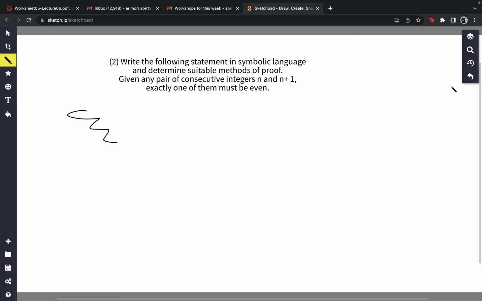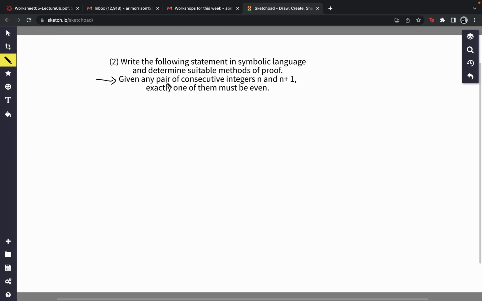Okay, so write the following statement in symbolic language and determine suitable methods of proof. Here's the statement: given any pair of consecutive integers n and n+1, exactly one of them must be even. This is a very precise statement. It's not that they are even, and it's not that they are not even. It has to be exactly one.